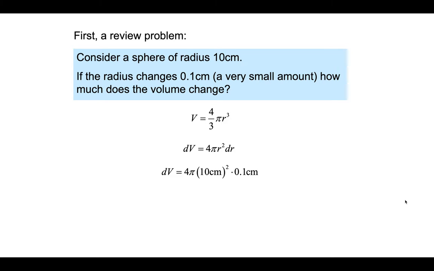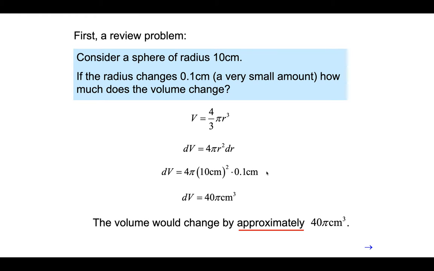So let's plug in what we know. We're going to have 4 pi times (10 centimeters) squared times the derivative of r, which is the rate of change, so times the 0.1 centimeters, and we get that dV is equal to 40 pi centimeters cubed, and so we know the volume would change by approximately 40 pi centimeters cubed.